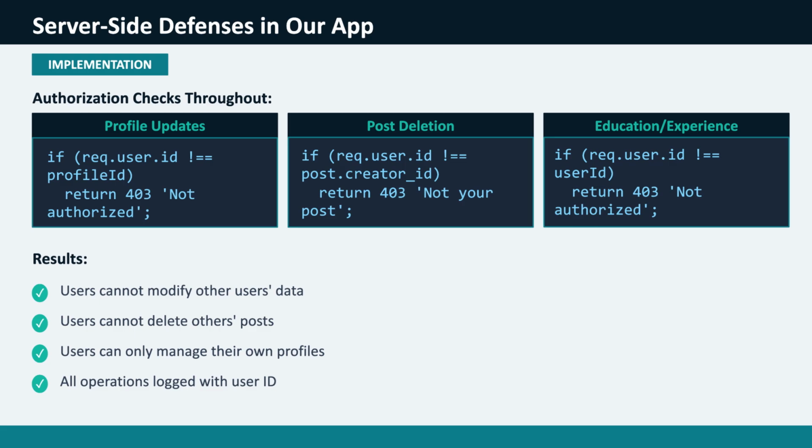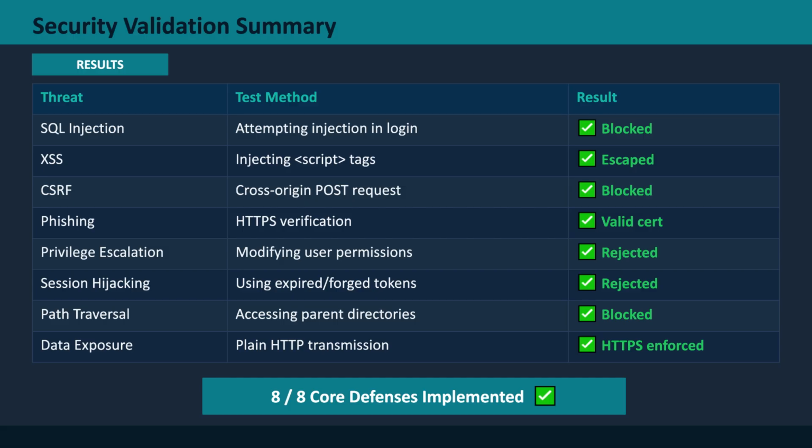We extract the user identity from the JWT token, making it impossible to forge. This prevents one user from harming another user's data. All operations are also implicitly logged with the user ID via the authenticated request.